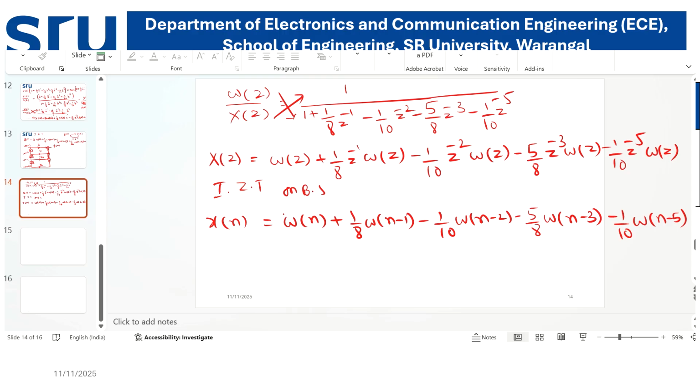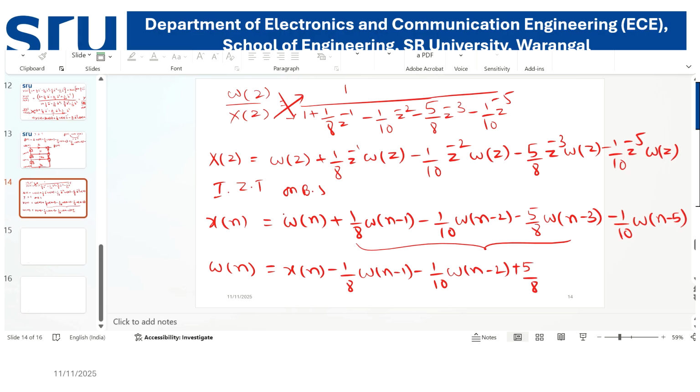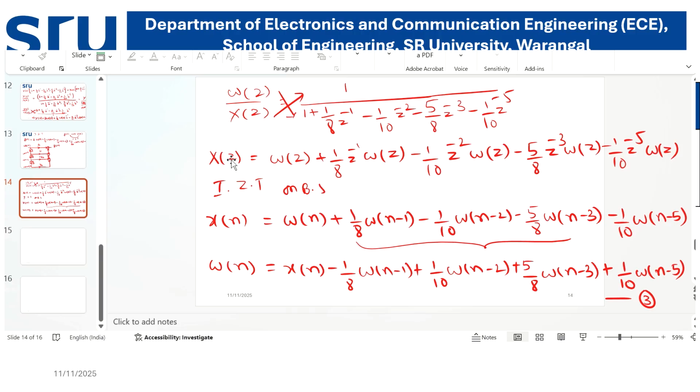Now input is x of n and w of n is the output. So let us consider w of n and move all the remaining factors to the left hand side. Then we have x of n minus 1 by 8 w of n minus 1 minus 1 by 10 w of n minus 2 plus 5 by 8 w of n minus 3 and plus 1 by 10 w of n minus 5. So give it as equation number 3. Now for this expression we are designing the circuit again.